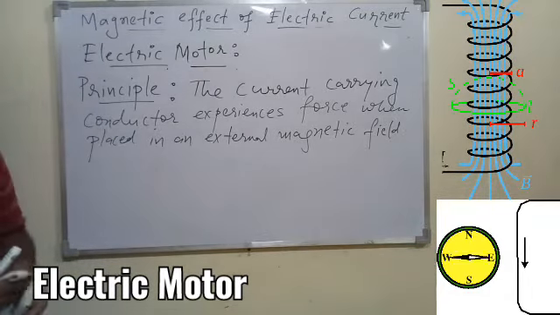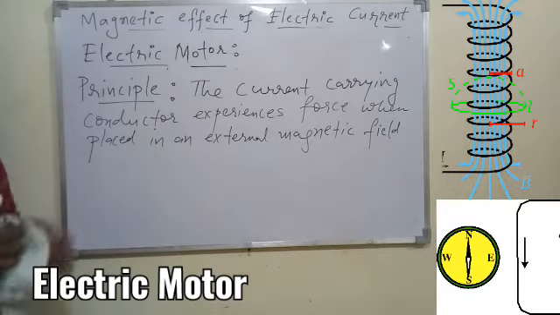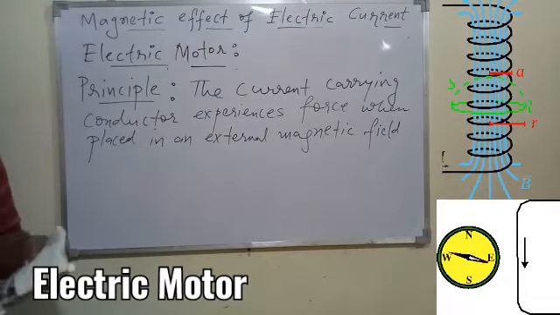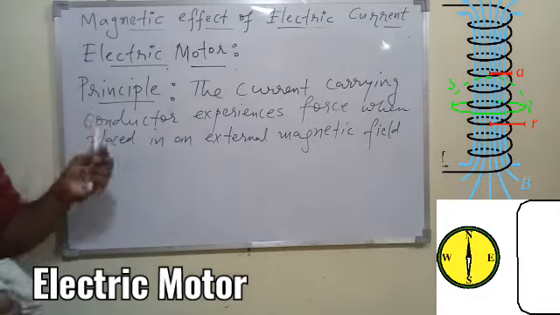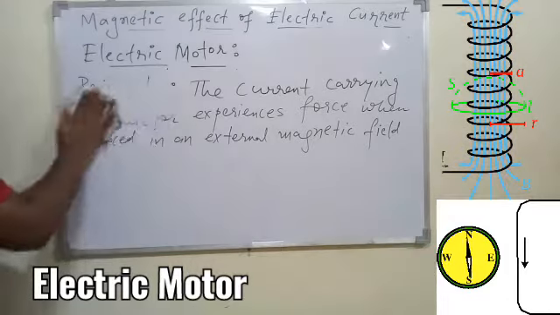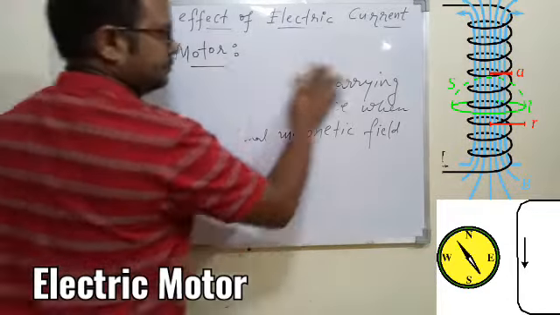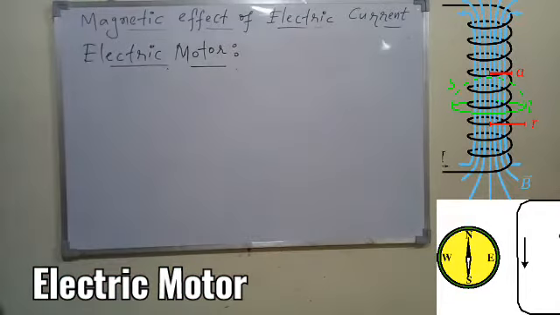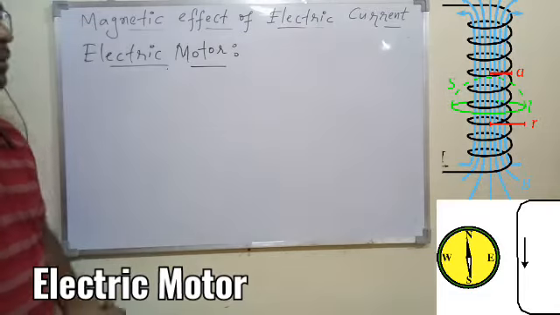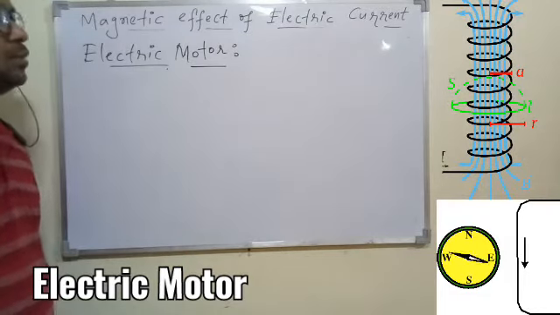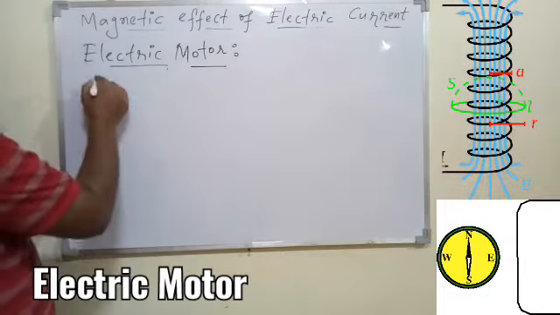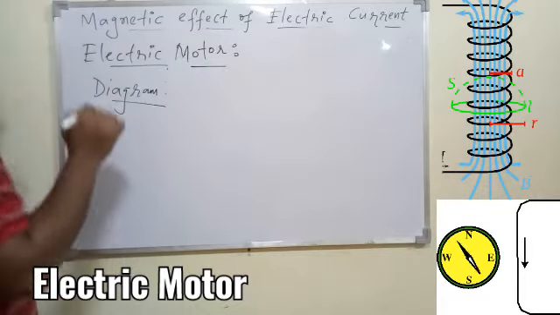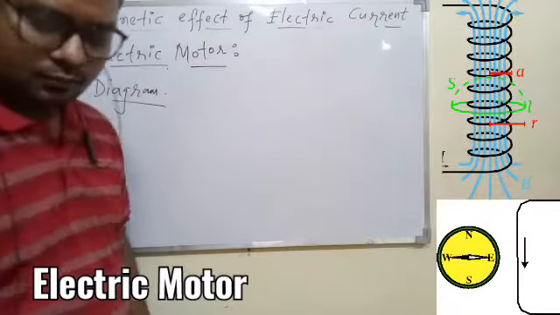I hope you understood, but it will be clearer when we understand the working of the electric motor, and that will be done with the help of a diagram, and I'll demonstrate something which will help you understand the concept. So after the principle we have the diagram, and then we will go for the working. I hope you will be able to understand the concept. Diagram: first let me show you something, then I'll draw.